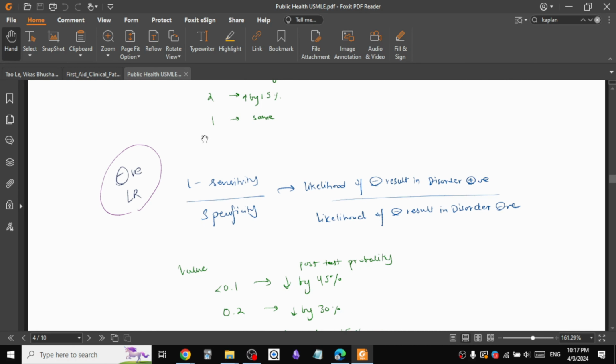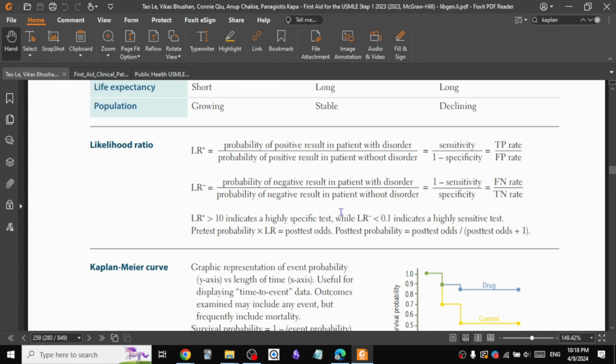Now, similarly, how we did above, you take the likelihood of a negative result in a disorder positive patient. What's the best way of determining a disorder positive patient? It's through sensitivity, but I need the likelihood of a negative result from them, right? So I take 1 minus sensitivity. Then in the denominator, I take specificity. What I am trying to find through specificity is the likelihood of a negative result in a disorder negative patient, so disorder negative and a negative result from them. That makes specificity.